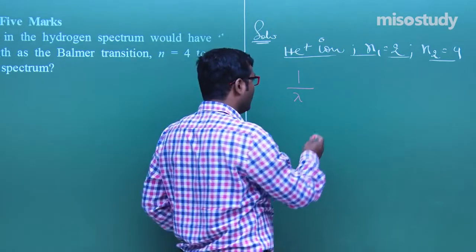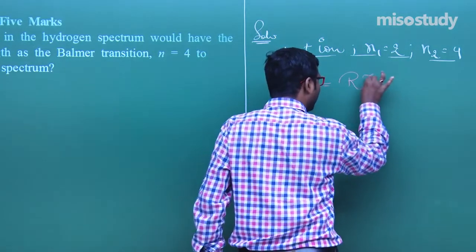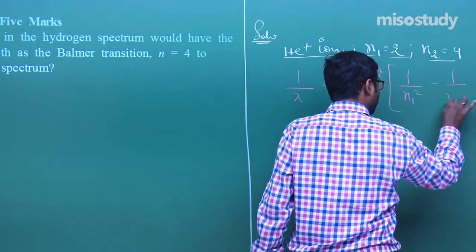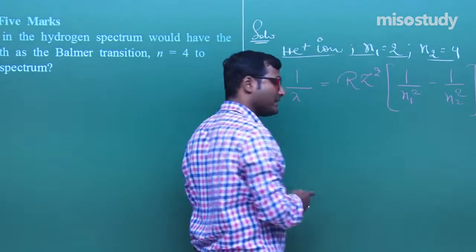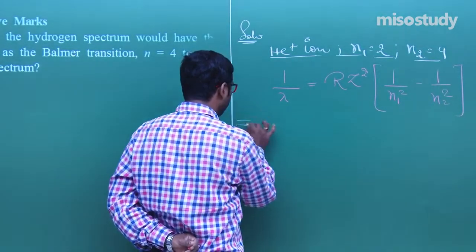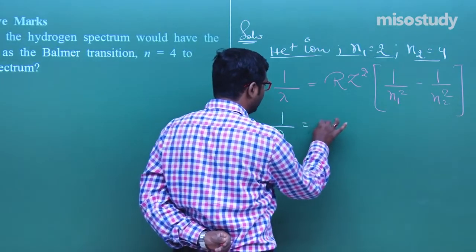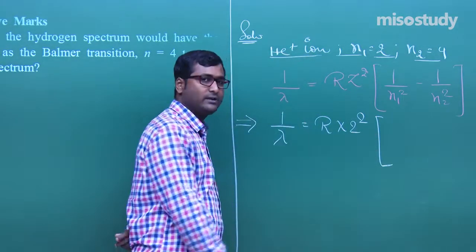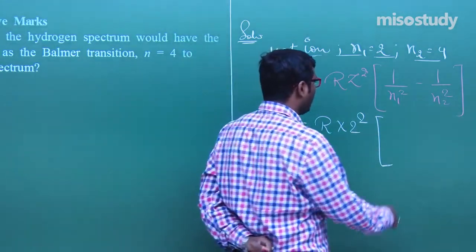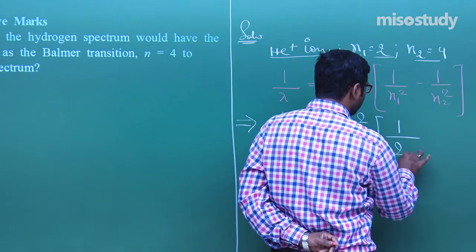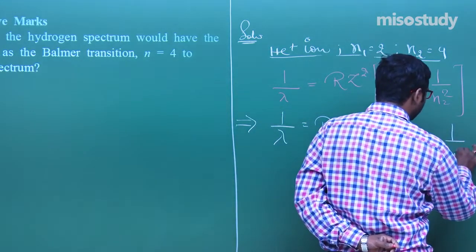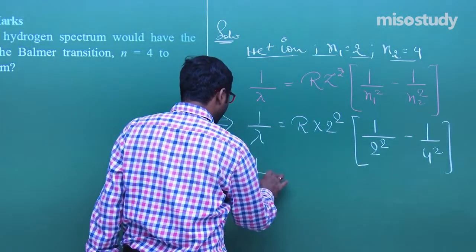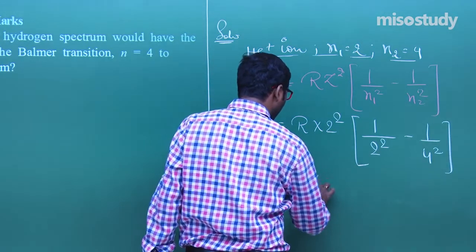Clear? First of all, according to the question, for helium plus ion, we have to find 1 upon lambda, the wavelength. 1 upon lambda is equal to, as we know, R Z square into 1 upon n1 square minus 1 upon n2 square. Am I right? Yes, sir. Now put here 1 upon lambda is equal to R. What is the value of Z? That is 2 square, because the atomic number of helium is 2. Now 1 upon n1 square: what is n1? That is 2 square. And what is n2? That is 4 square. Clear to you?